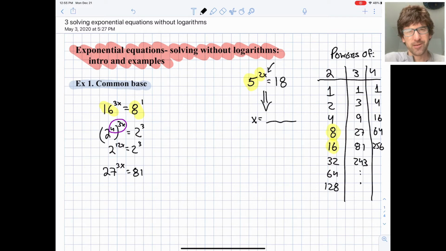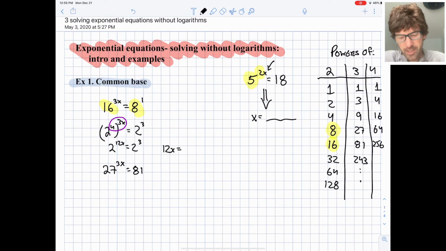And now I hope you can intuitively understand that 12x must equal 3. To get to this step, we're not dividing by 2. We're simply removing a 2, or making the realization that if we have equivalent bases raised to different powers and they're equal, those powers themselves must be equal. Okay, so 12x is equal to 3. A simple algebra 1 problem now: divide both sides by 12, and x equals 0.25.